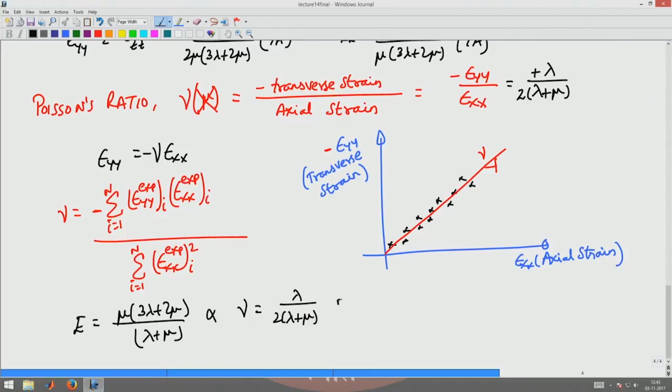Okay. From here you will find that I can express lambda, solving these two equations in terms of the Young's modulus and Poisson's ratio, as E nu by (1 plus nu)(1 minus 2 nu), and the Lamé constant mu would be E by 2 times (1 plus nu). Okay. So, you will get this expression for the Lamé constants in terms of E and Poisson's ratio solving these equations. Okay.